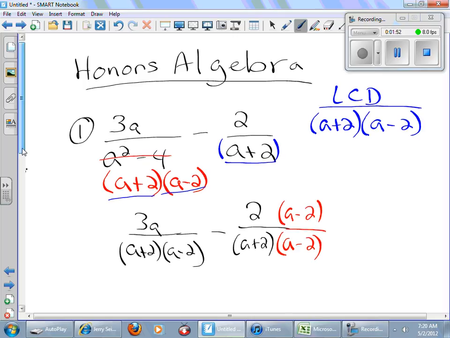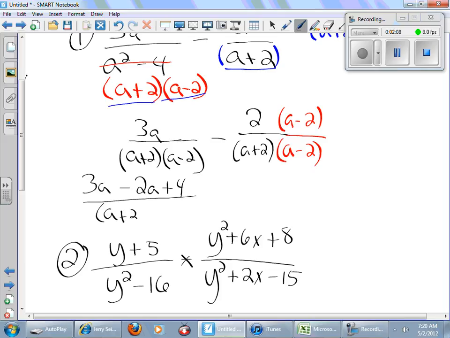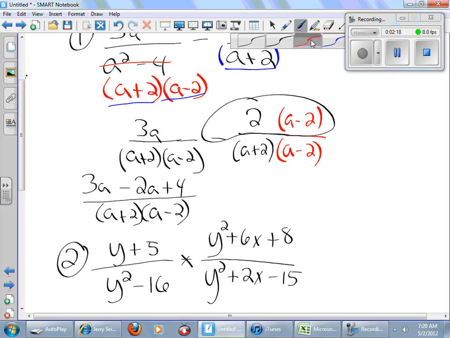When I do this, now I end up with 3a minus 2a plus 4 in my numerator over the LCD. Now some of you are going, wait a minute, Mr. Lawrence, how did you get plus 4 there? This negative belongs to the whole numerator. So what I did in effect was I just made that 2 negative and then I distributed the negative 2. So I changed the problem to addition and then made the 2 negative.